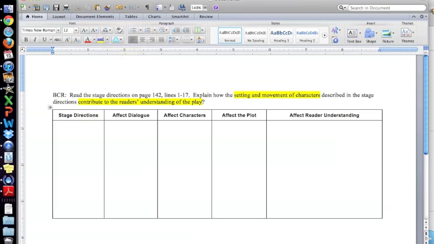I'm going to use this graphic organizer to figure it all out. I can already fill out this first column, the stage directions, because I know that it's going to be on page 142, lines 1 through 17. Now I'm going to take a look at the text itself. So let's go over there.